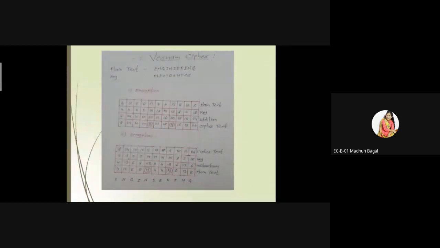Okay, so that was a quick revision of the substitution techniques. Are there any doubts in any technique? Yes.